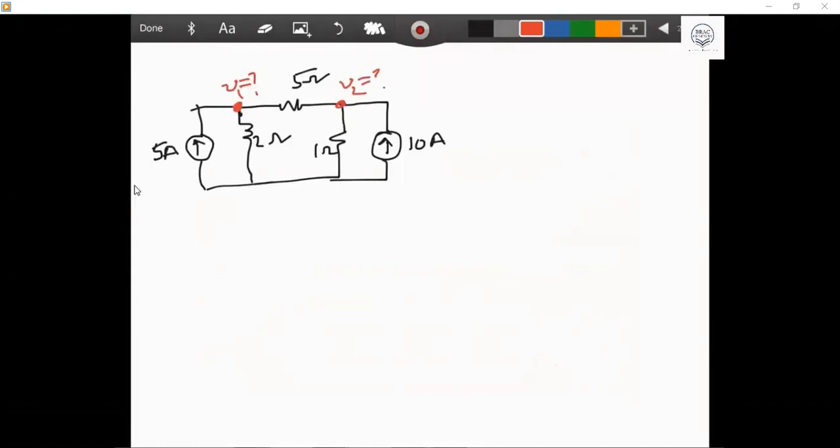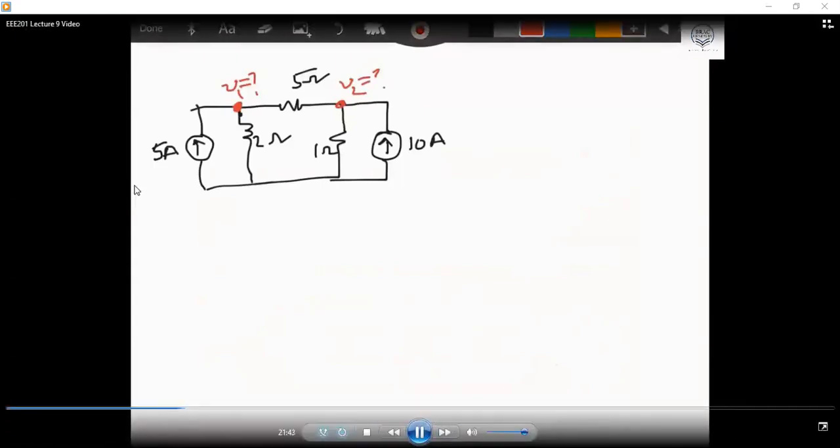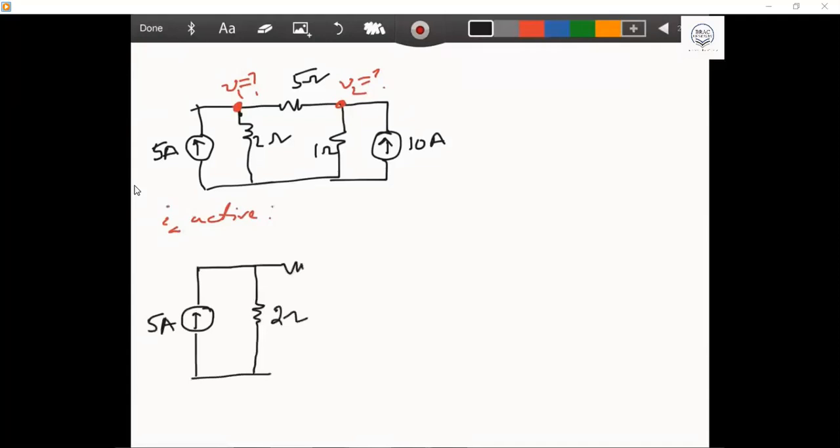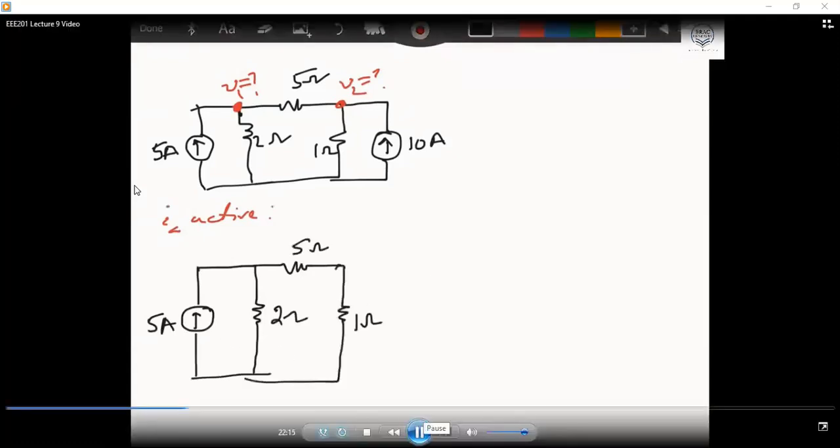So I said that first, if I say that IA is active, that means the others will be deactivated. So what will the circuit look like? Now if it is active, then very carefully you look at it, then it's very simple to understand. 5A is there. This is the resistance of 2 ohm, and this is the resistance of 5 ohm, and this is the resistance of 1 ohm.